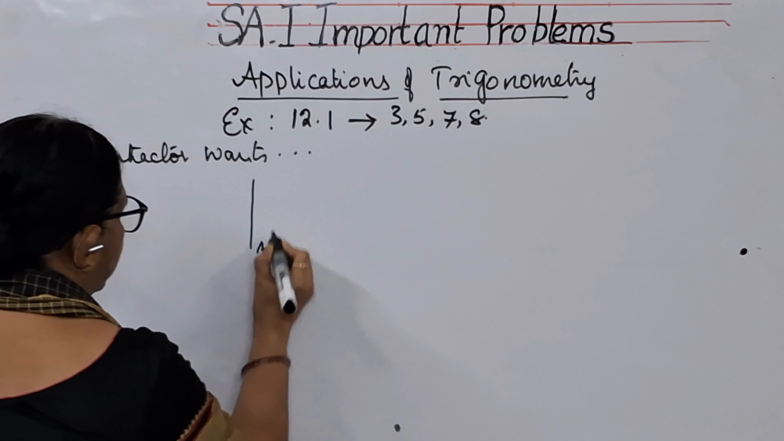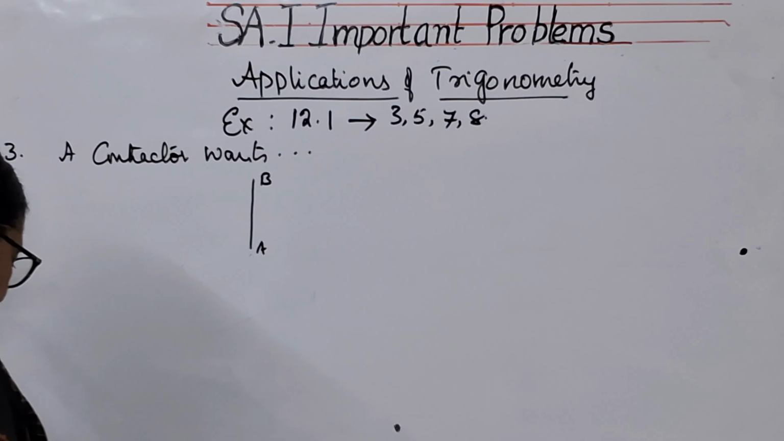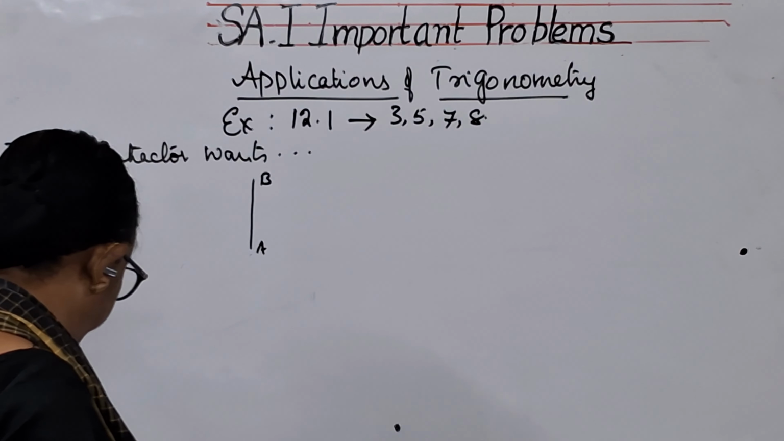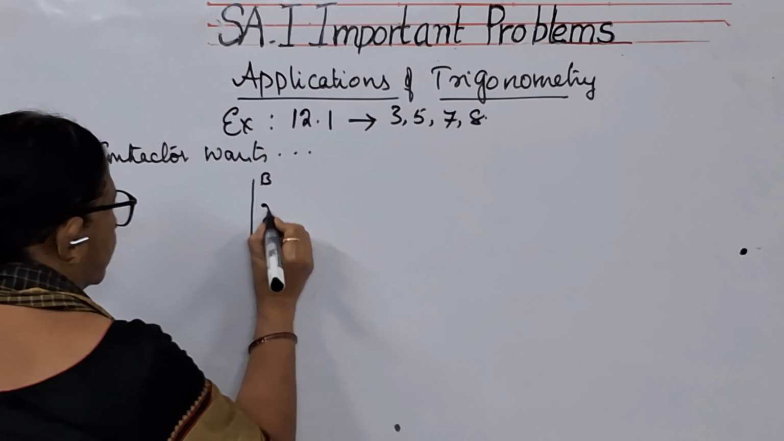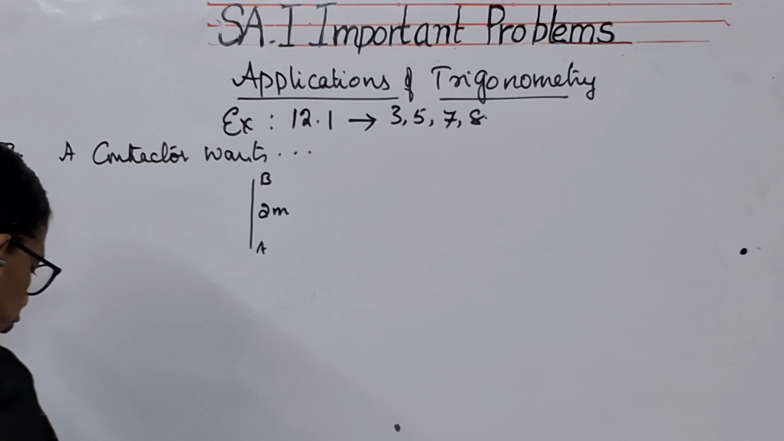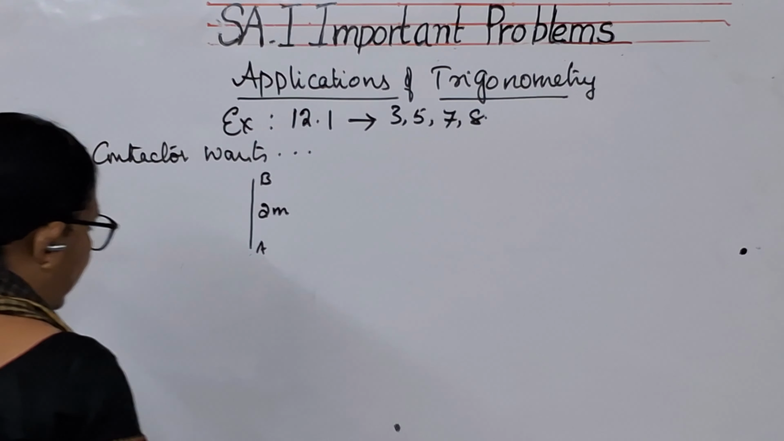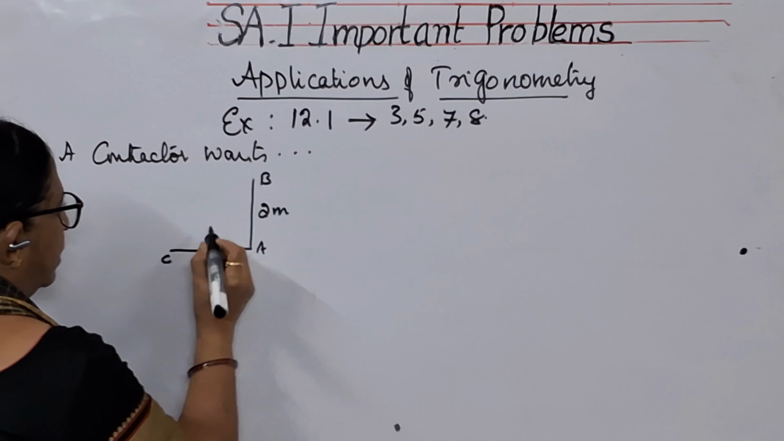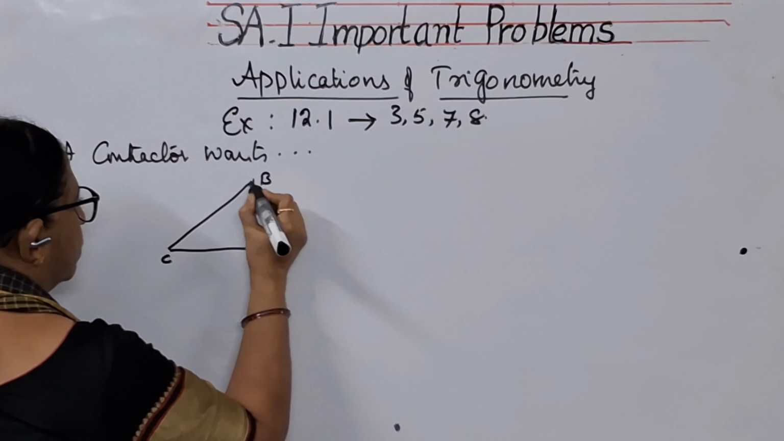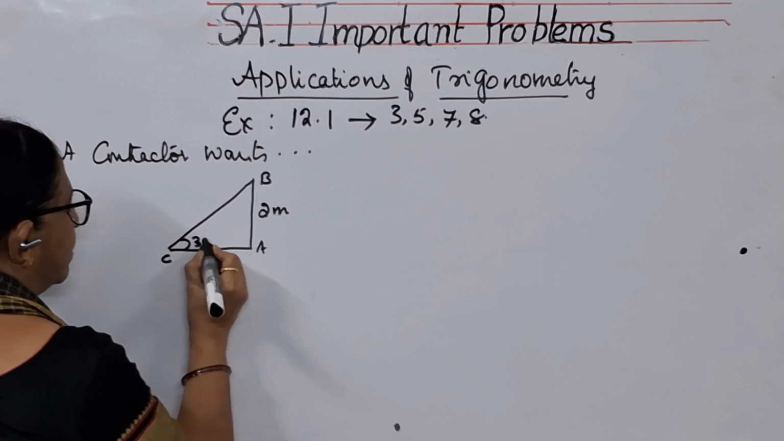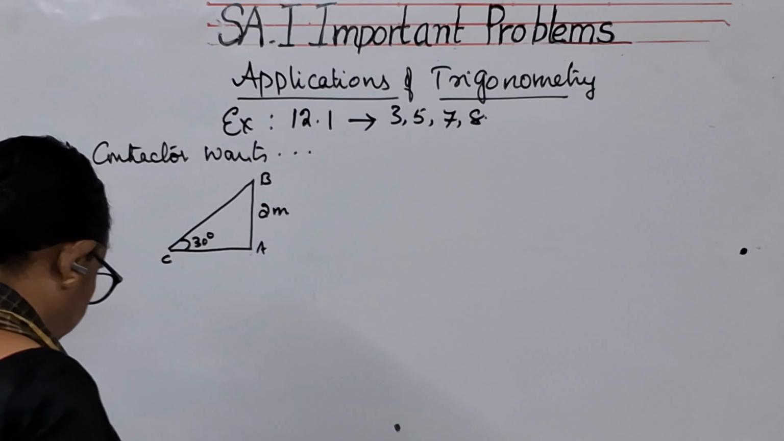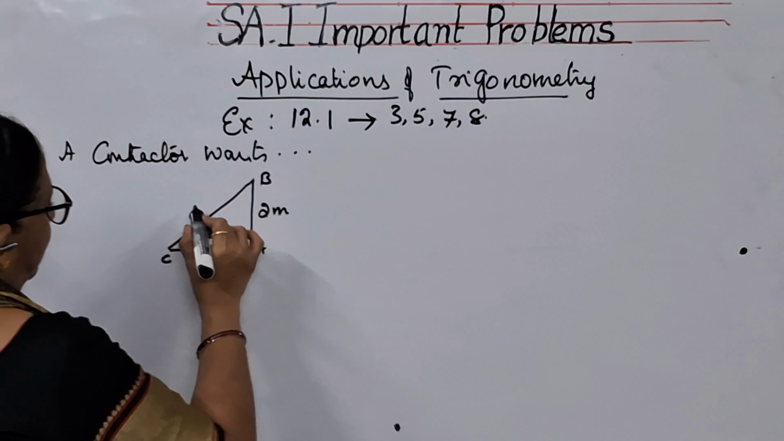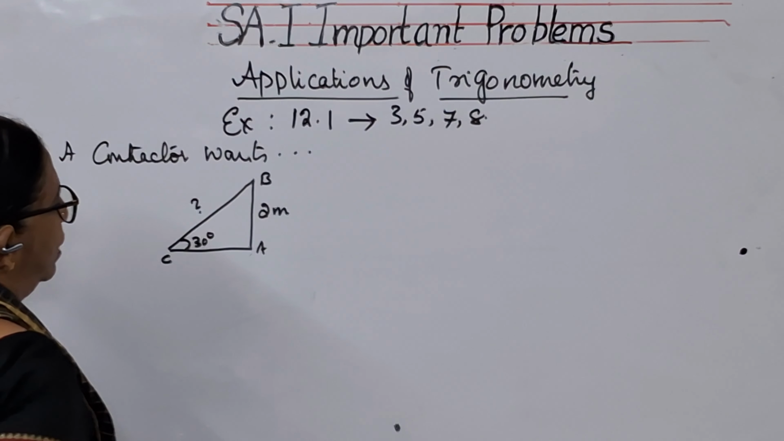Let us consider AB is the height of the slide. So he wants to set up a slide of height 2 meters. So the height of the slide is 2 meters and it is making an angle of 30 degrees with the ground. Let us take C. Now this angle is 30 degrees with the ground. Now the question is, what should be the length of the slide? So this is the length of the slide, how much?